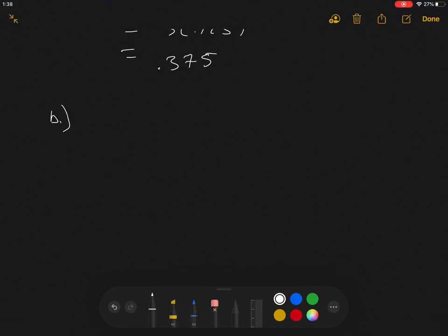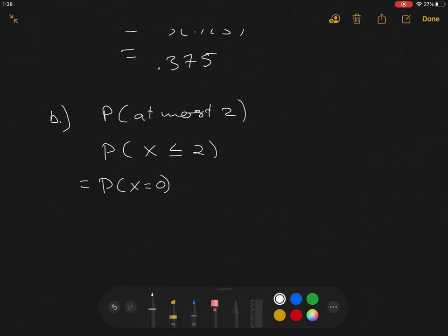Part B says at most 2. What's the probability that you get at most 2? And at most 2 would be written as x is less than or equal to 2. But that just means the same thing as the probability that you get x equal to 0, 0 heads, plus the probability that you get one head, plus the probability that you get two heads.